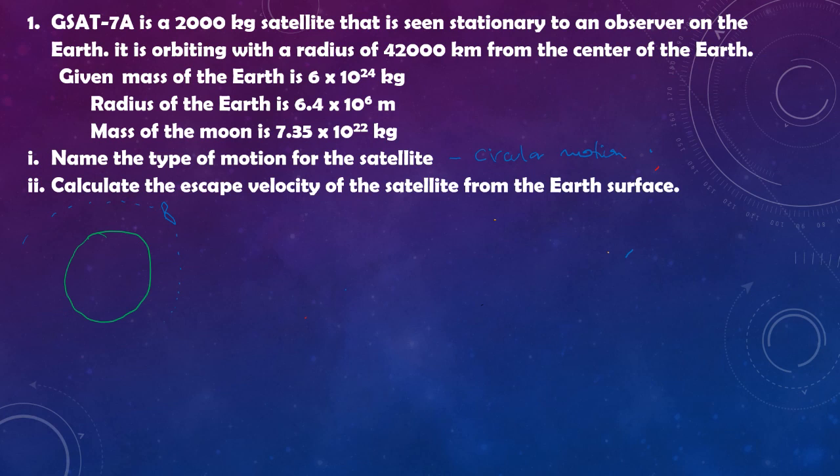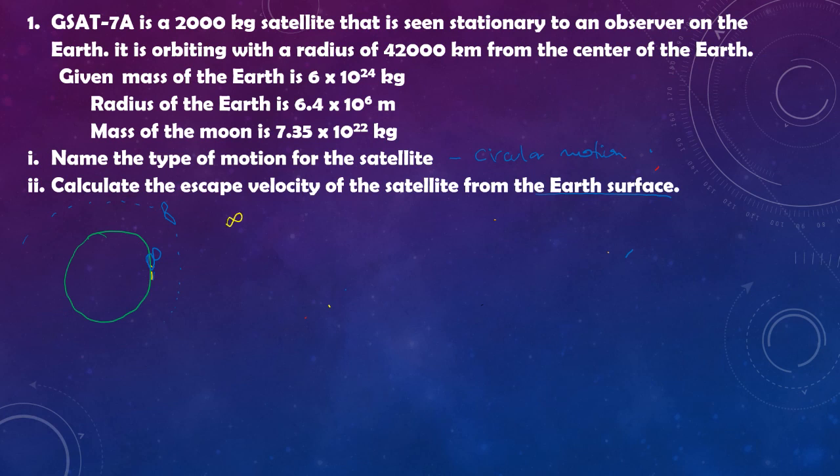Number 2, calculate the escape velocity of the satellite from the Earth's surface. From the Earth's surface means our satellite now is at the surface of the Earth. Before that, we will define what escape velocity is. Escape velocity is defined as the minimum velocity required by a mass to escape completely from a gravitational field to infinity in outer space. So now the initial location of our satellite is at the surface of the Earth, and then it will escape from the surface of the Earth to infinity.